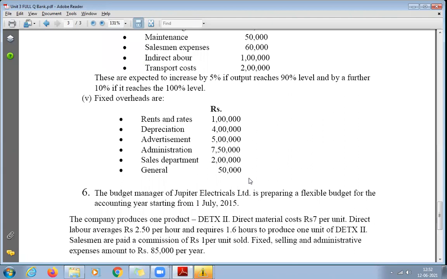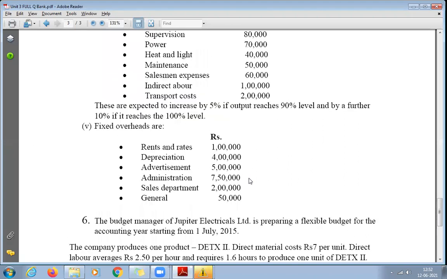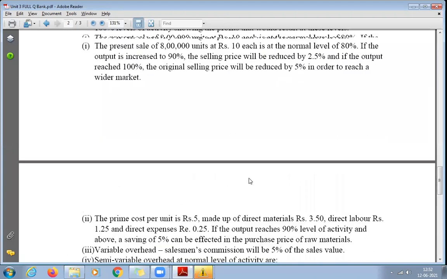Just take whatever fixed overhead is given for all the output, you take the same fixed cost. Rent and rates 1 lakh, you take for 80%, 90%, 100%, the same 1 lakh only. No need to change. That is why he has not given any data regarding fixed overhead. Okay, students, you understand? Shall we go to the solution? Any doubt in the question? Anything you want me to explain?